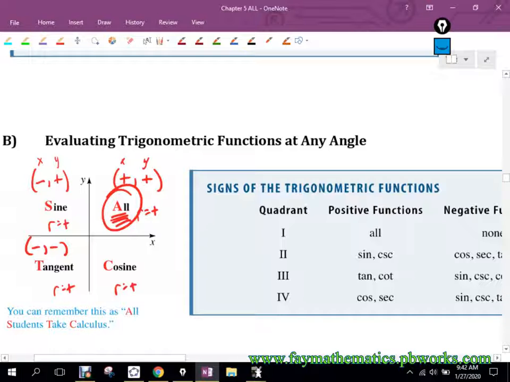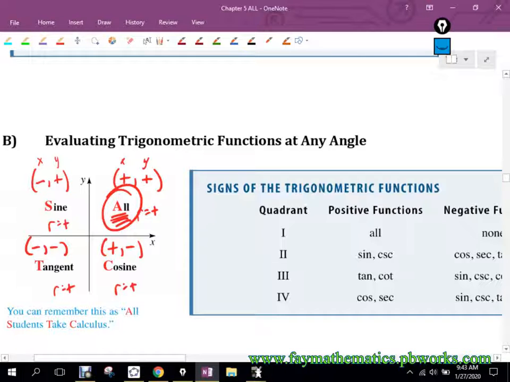And then over here, sorry, positive comma negative. Any point in the fourth quadrant is a positive comma negative point. The sine is negative divided by r, so it's negative. The cosine is positive divided by positive, so it's positive. Tangent is sine divided by cosine, so it's a negative divided by positive, so tangent is negative. Oh, it says everything there.